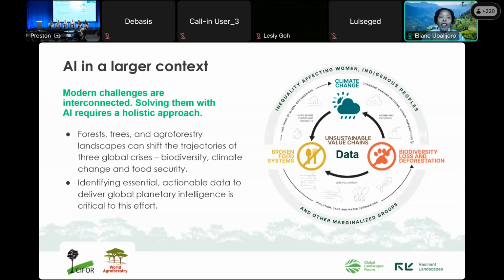And forests are major components of the biosphere and lithosphere, and also contribute to the atmosphere and the hydrosphere. Go to the next slide.